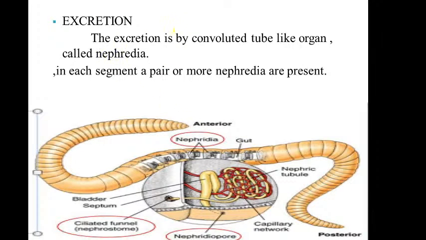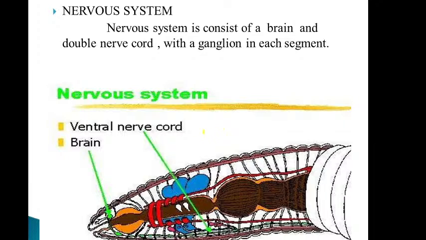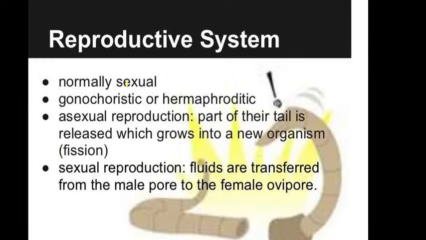Then for excretion, they have the tube-like organ known as nephridia. In each segment, a pair or more nephridia are present. In the nervous system, it consists of a brain and a double nerve cord with ganglia on each side. So we have the brain present, and also the nerve cord. And then the reproduction takes place.